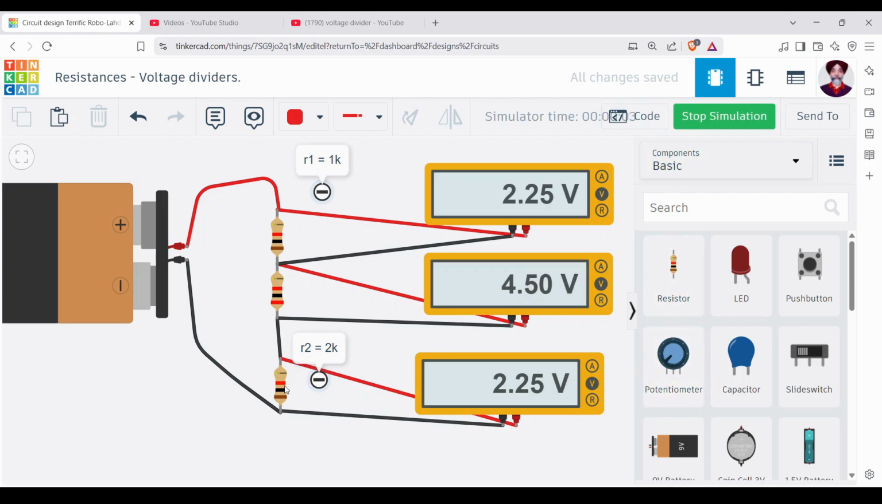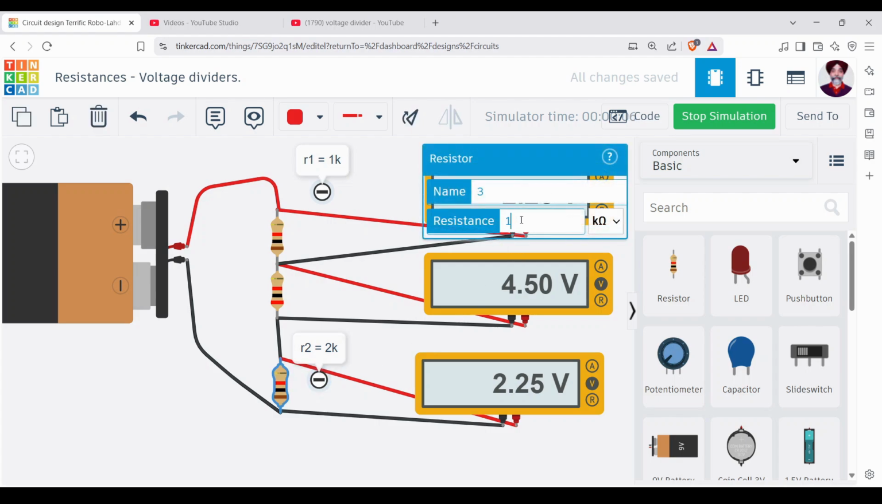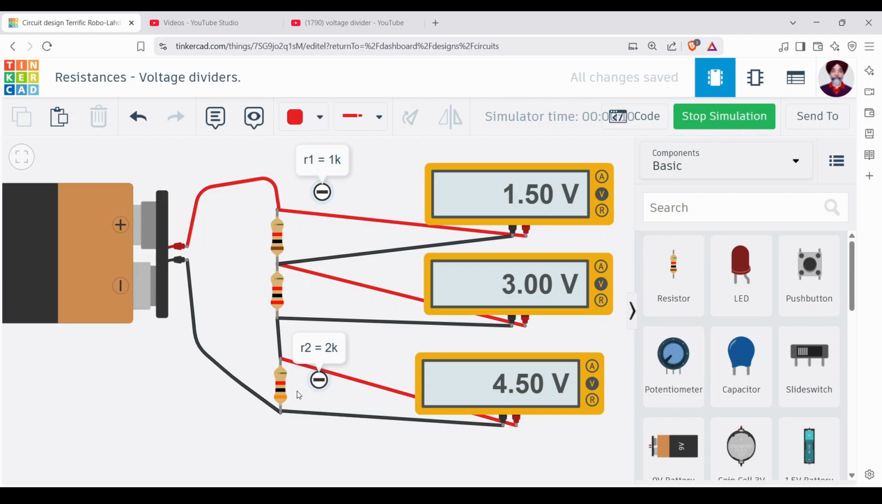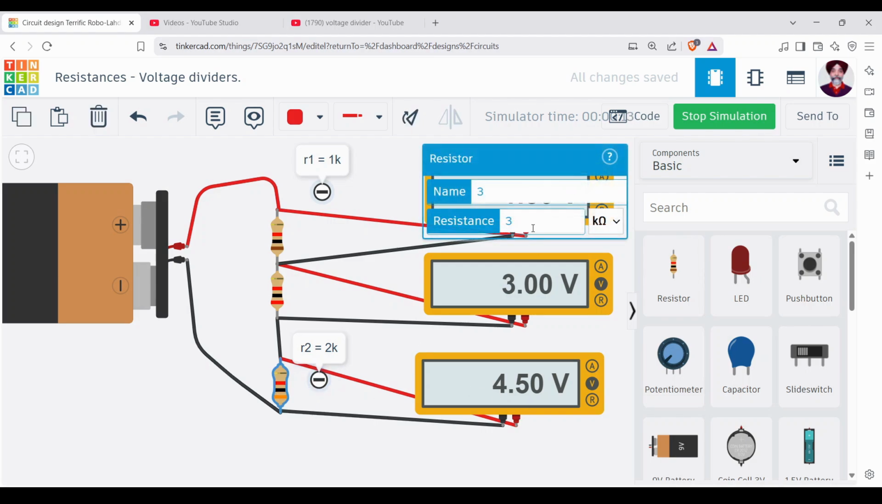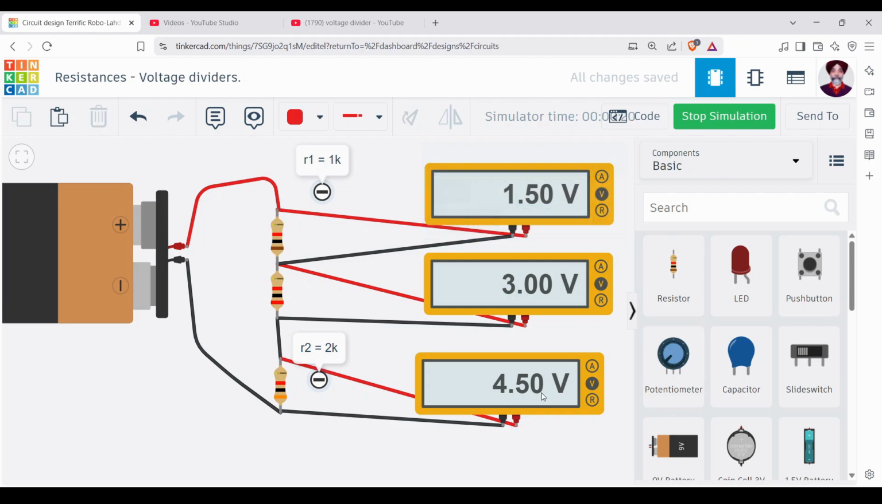This resistance should be 3 ohms. So you can see that this resistance is 3 kilo ohms, this is 2 kilo ohms, and this is 1 kilo ohm. That is what we had decided on our formula also. And this is what we had calculated, 4.5 volts coming from your R3. So R3 is the lower one, and 4.5 volts is the voltage across this.